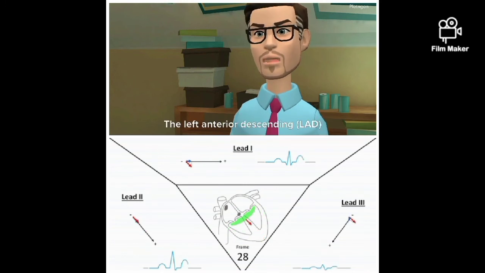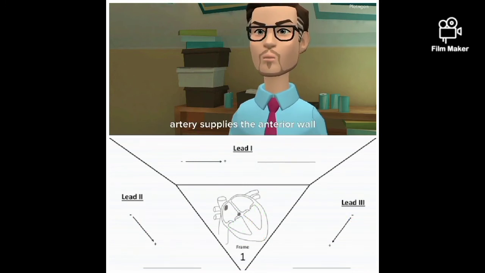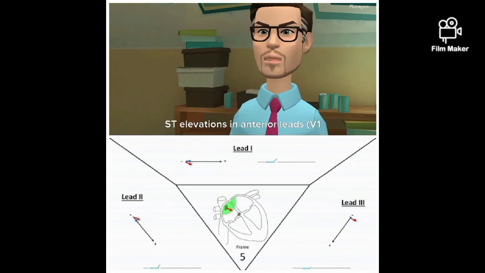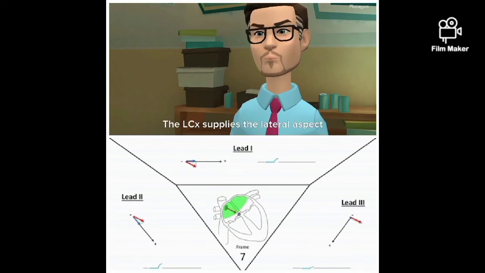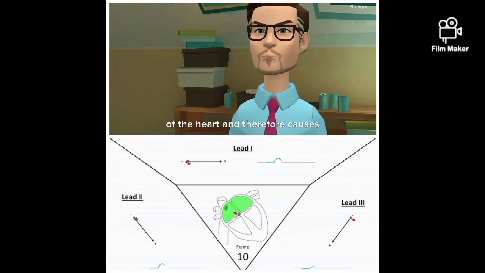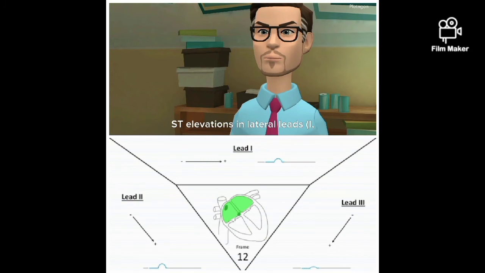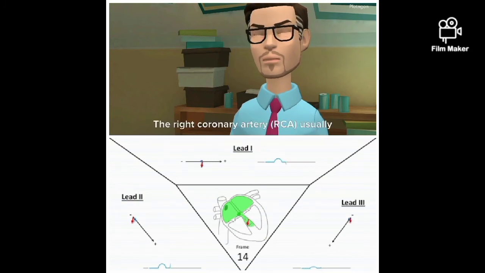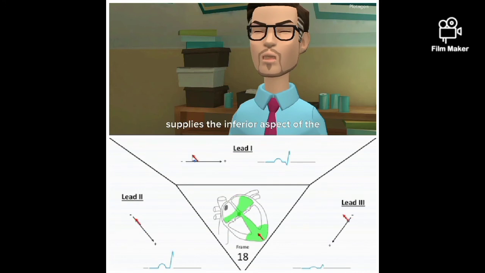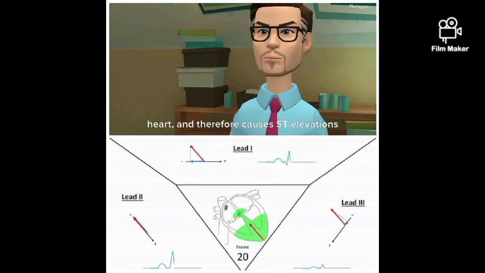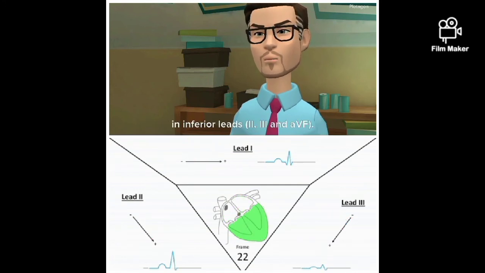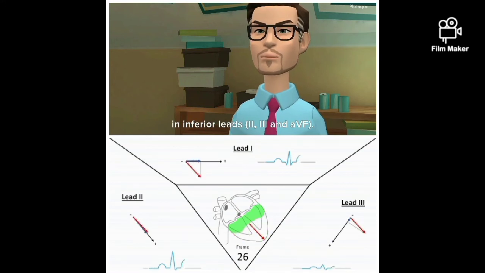The left anterior descending, LAD, artery supplies the anterior wall of the heart and therefore causes ST elevations in anterior leads V1 and V2. The LCX supplies the lateral aspect of the heart and therefore causes ST elevations in lateral leads I, aVL and V6. The right coronary artery, RCA, usually supplies the inferior aspect of the heart and therefore causes ST elevations in inferior leads II, III and aVF.